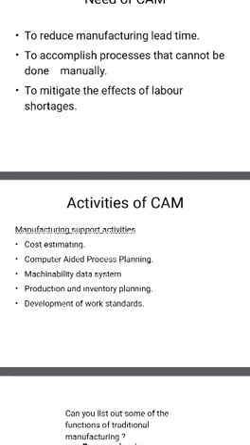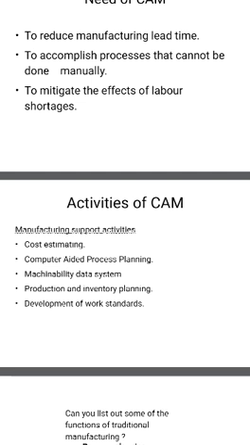Manufacturing supporting activities. So these activities are cost estimation. We can do the designing side, and after designing we can do manufacturing, and beside that we should look after all those things. Cost estimation, how much cost it is taking. Computer aided process planning. First only we should plan all this process, what to do next, what to do next. Next, machinability data system. Data, how to feed the data into the system.